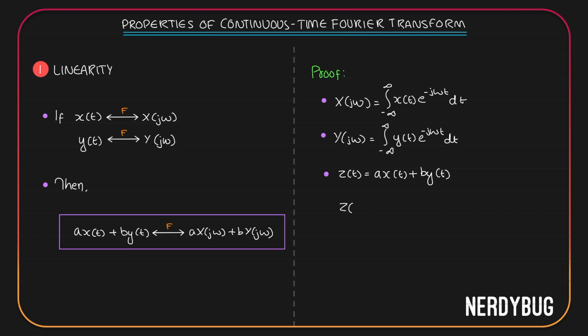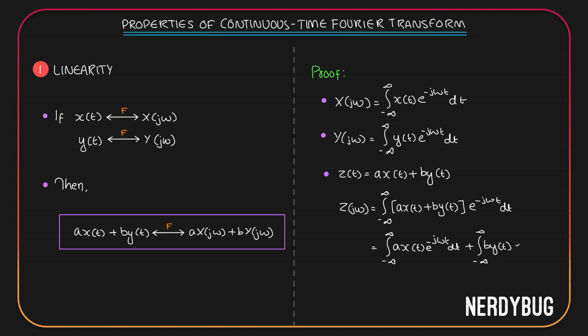The Fourier transform of z of t, z of j omega will be integral from minus infinity to infinity a x of t plus b y of t e raised to minus j omega t dt. We can split the integration into two. So we get integral from minus infinity to infinity a x of t e raised to minus j omega t dt plus integral from minus infinity to infinity b y of t e raised to minus j omega t dt.